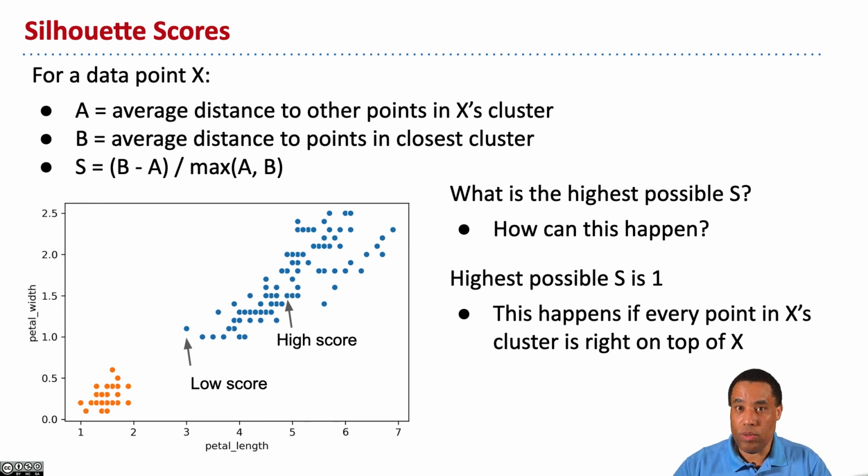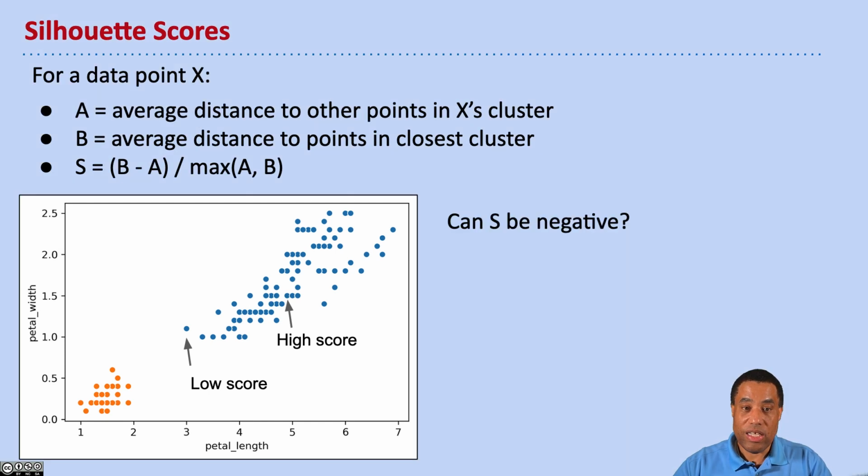Well, that's 0 and b, so that's going to be b over b, which is 1. Now, what about the other direction? What's the minimum value that we could have? And can s be negative? Well, the answer is yes. The minimum value would be -1.